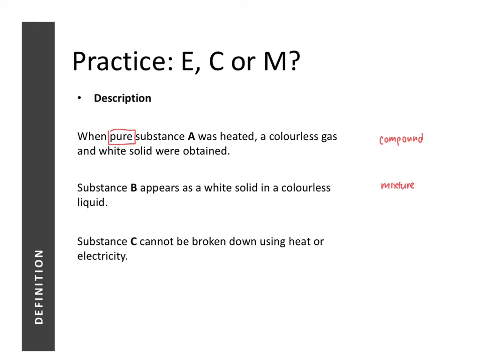And the last one, substance C cannot be broken down using heat or electricity. What does it mean? It means that it cannot be broken down by chemical processes, so it must be an element.